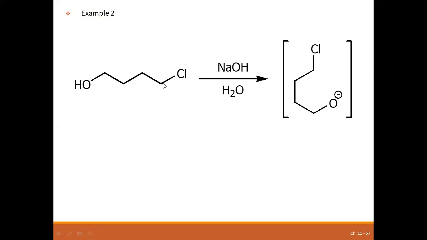So another example, you have your sodium hydroxide, and in the presence of water, it can abstract your proton here and get your alkoxide, sodium alkoxide. And what happens once you have your alkoxide? This one carbon here contains your halide. Once you get your alkoxide, then you can attack this carbon here to form a ring. And what happens? You have your ether, cyclic ether.